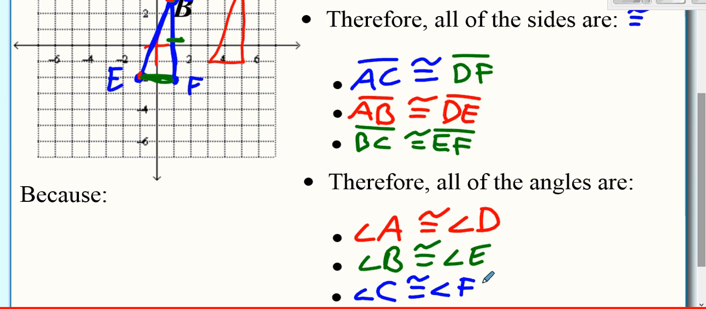Now, the reason all of these things are true is because the triangles are congruent. Since the triangles are congruent, all of their corresponding parts are congruent. And that's what the title of this lesson was. Corresponding parts of congruent triangles are congruent. CPCTC. That's the because. Every single one of these statements is CPCTC.